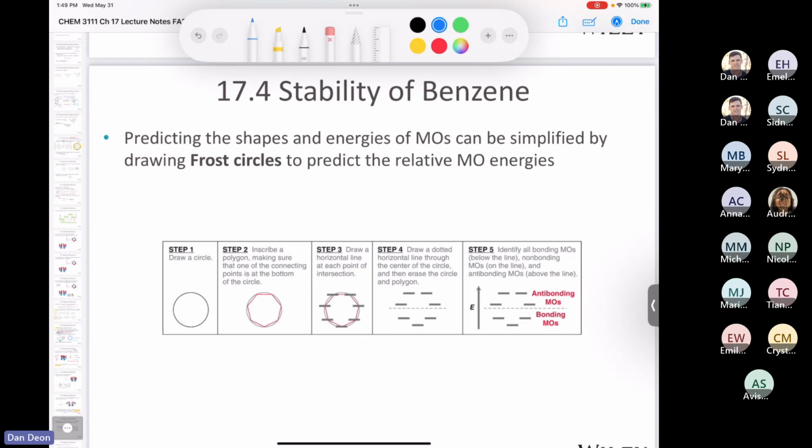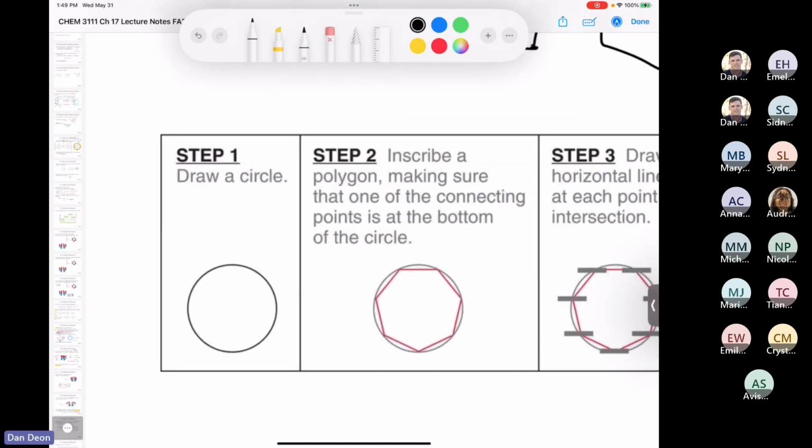And this will work for a 3-membered ring, a 4-membered ring, a 5-membered ring, a 6-membered ring, a 7-membered ring, an 8-membered ring, etc. So it'll work for any of these. Rule or step number 1, draw a circle.